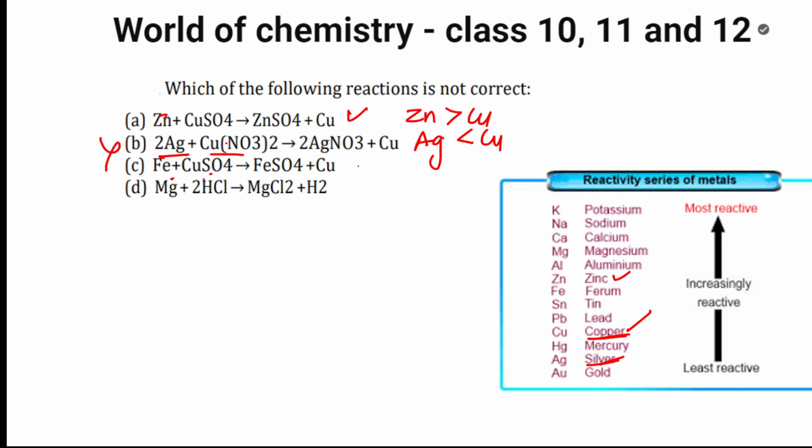Iron and copper. Yes, iron is stronger than copper. This is correct. Magnesium plus acid plus metal. This is also correct. Okay? So the wrong option is option B.